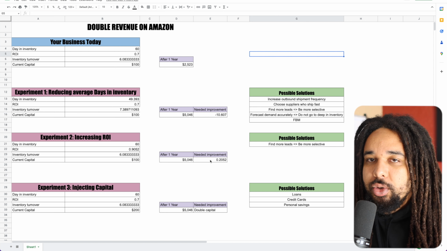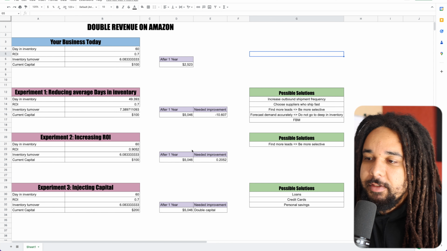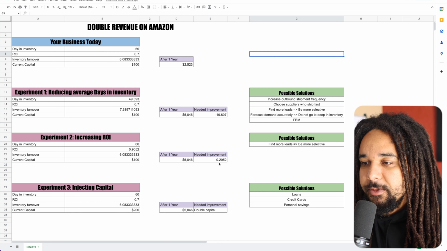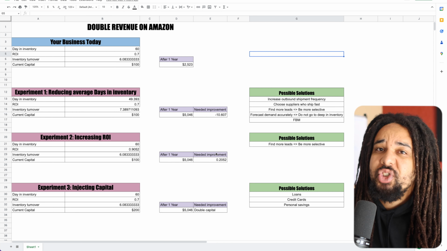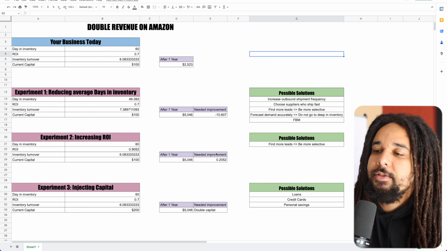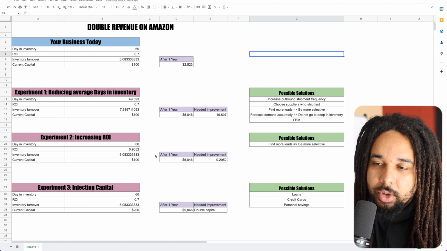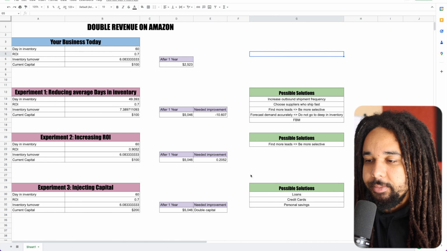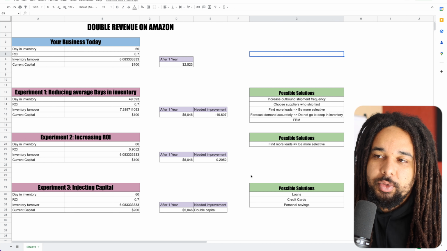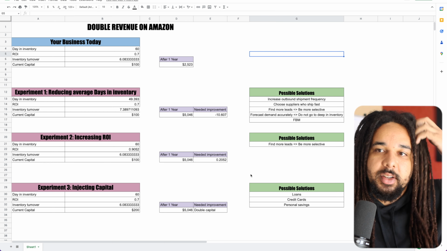If you wanted to pull the return on investment lever, you would need to increase your average return on investment by 20%, which is not easy in my opinion, except if your return on investment really sucks. And last thing, if it's capital, if you want to double, you just need to double your capital. That's it. So try to diagnose your business and see where you are lacking.